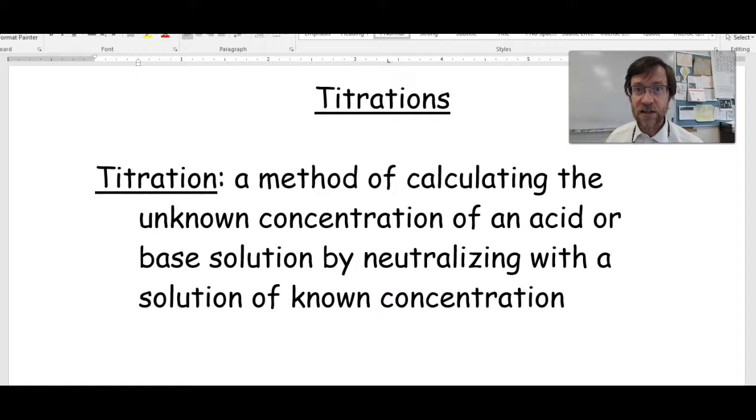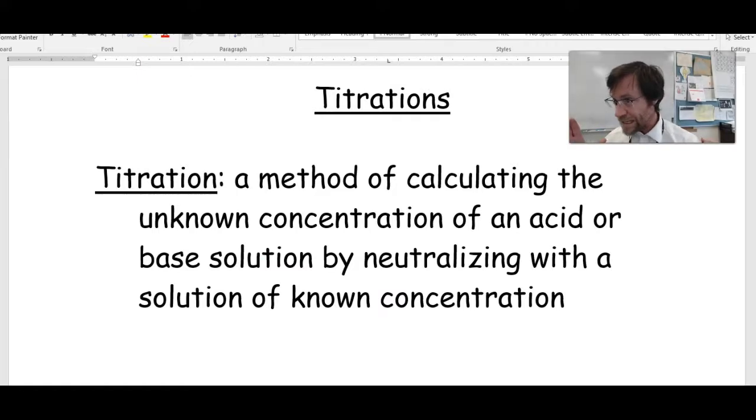With acids and bases, it's one hydrogen for one hydroxide. So if we know how much base we used to neutralize it, like how many moles of hydroxide we had to add, we'll know exactly how many moles of hydrogen are in our unknown solution. Pretty easy to figure out the concentration after that. Let's just dig right into it, guys, and we'll get some titration knowledge going.